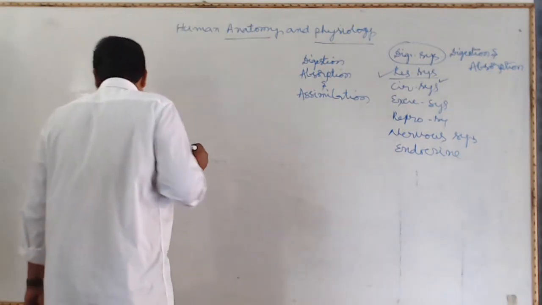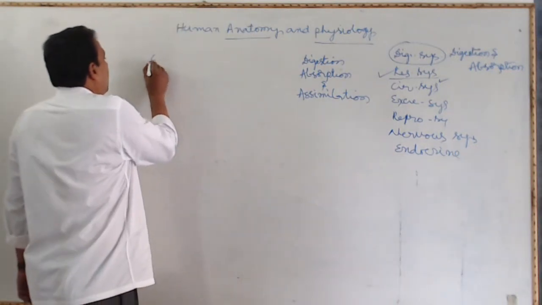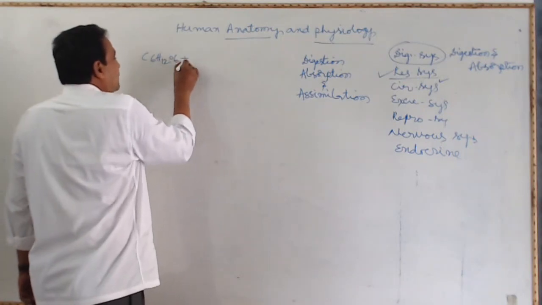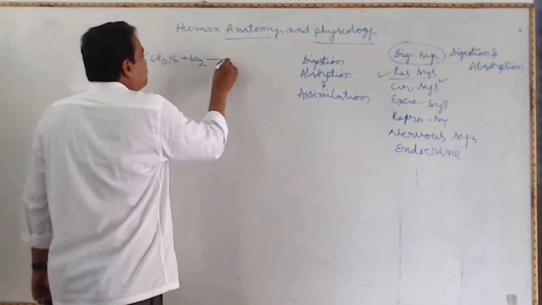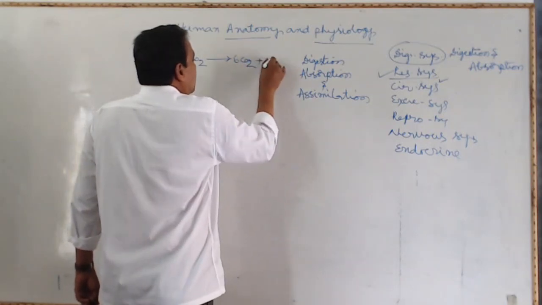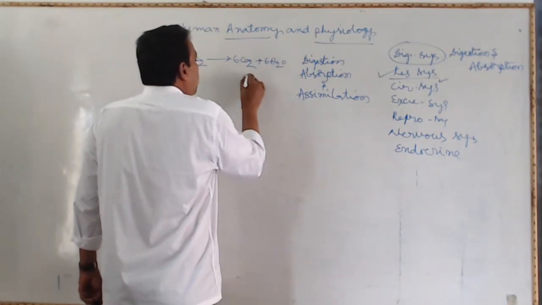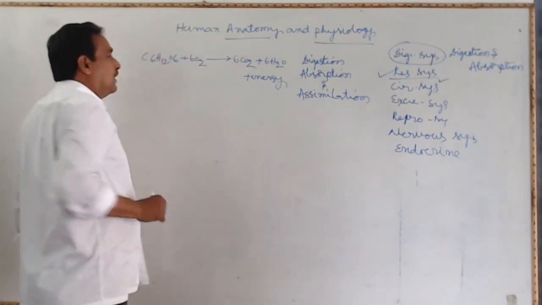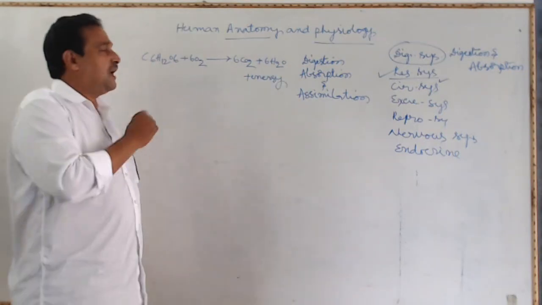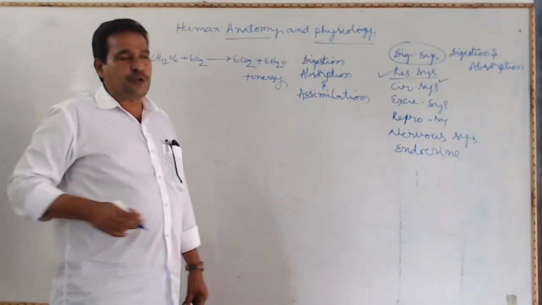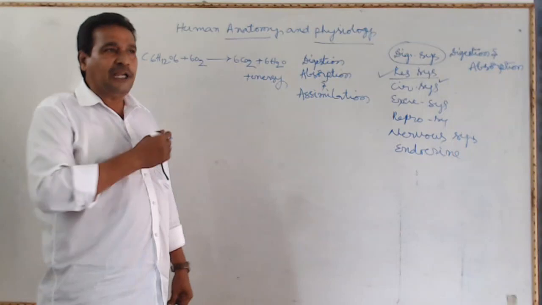For example, C6H12O6 plus 6O2 gives 6CO2 plus 6H2O plus energy. This is the aerobic respiration equation, the cellular respiration, internal respiration equation.